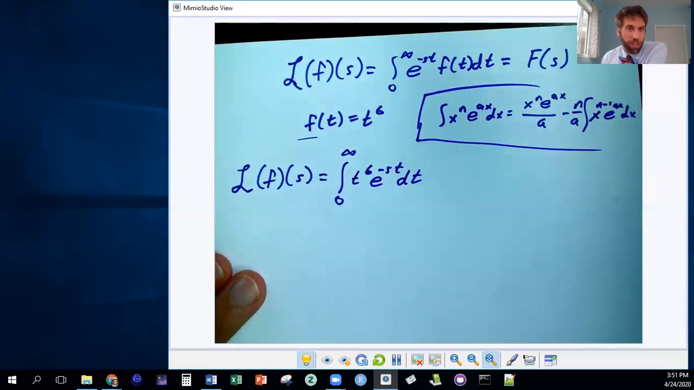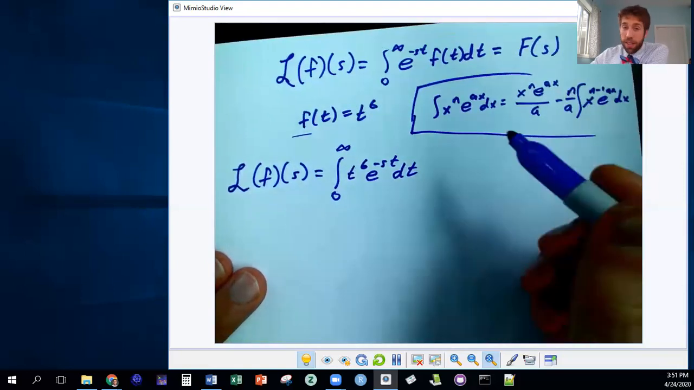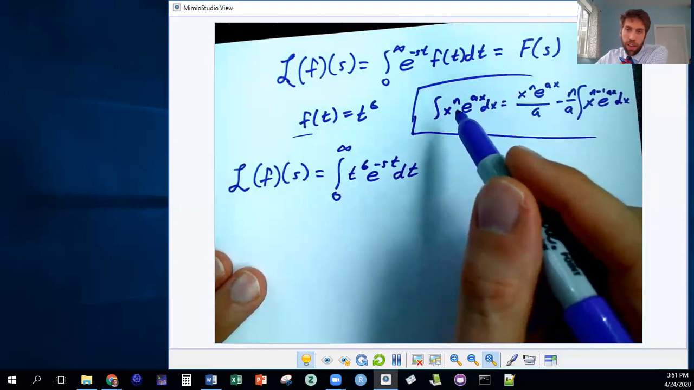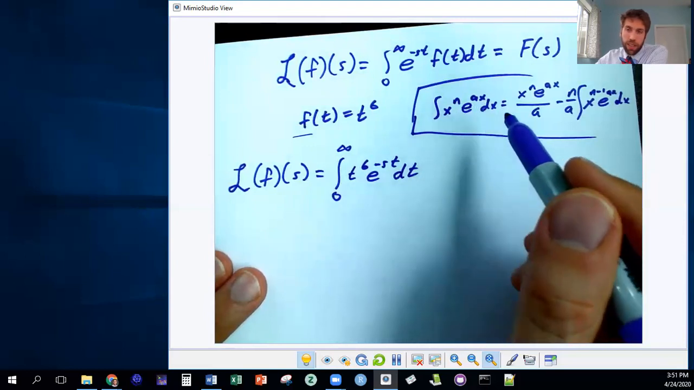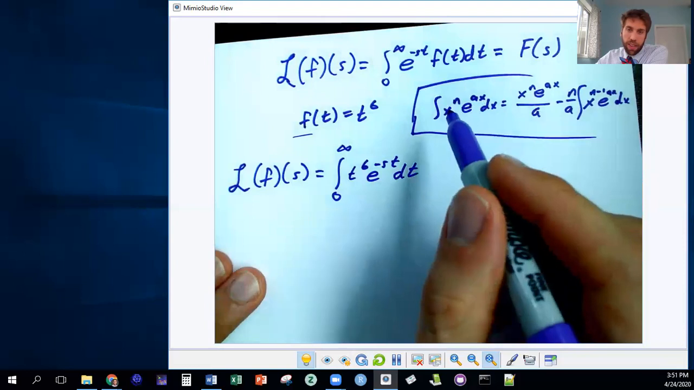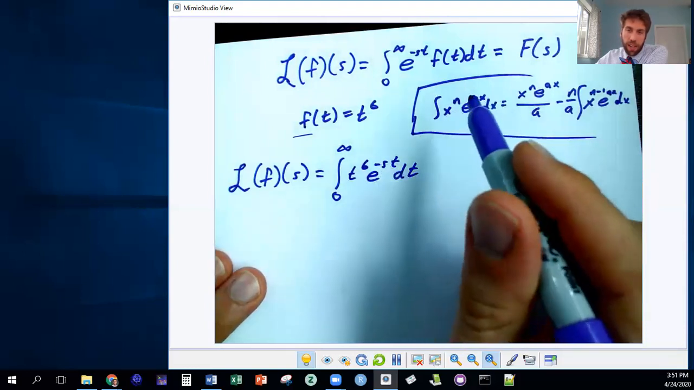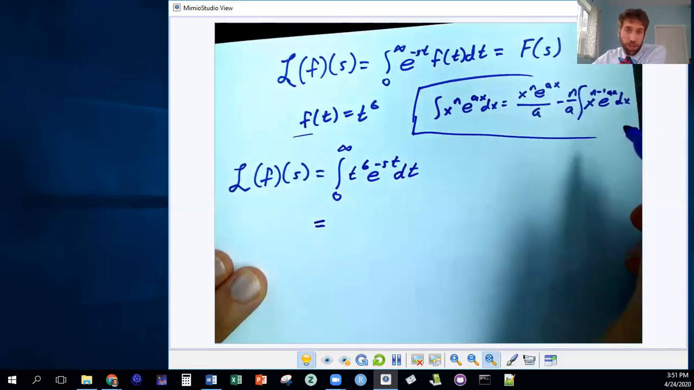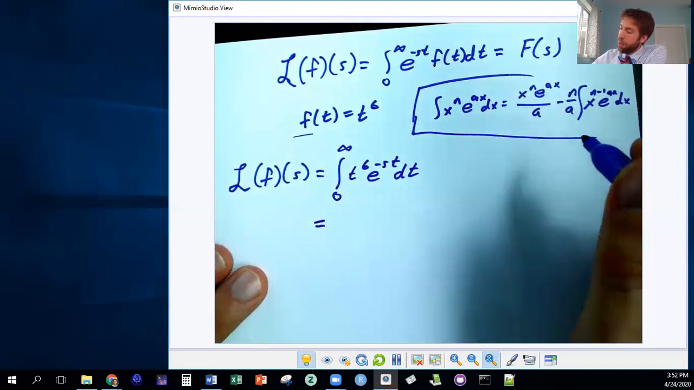Let's use an integration table. You guys have passed Calc 1 and Calc 2 and Calc 3. So now I trust you to use an integration table to save yourself some time. This is the integration table we're going to use. An integral of x to the n, e to the ax is this. So instead of x, I have t. Instead of a, I have negative s. So then I'm just going to apply this 6 times, which is a little bit less work than doing integration by parts 6 times.